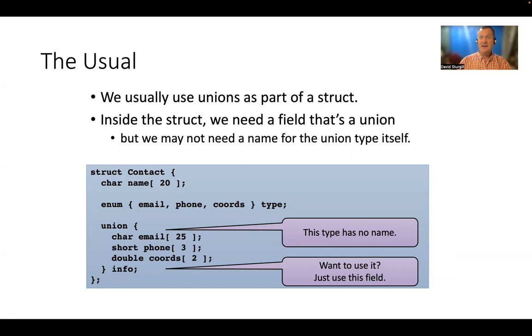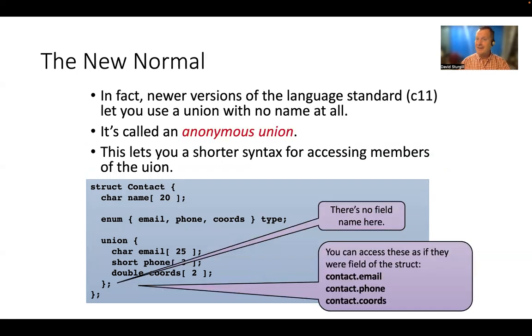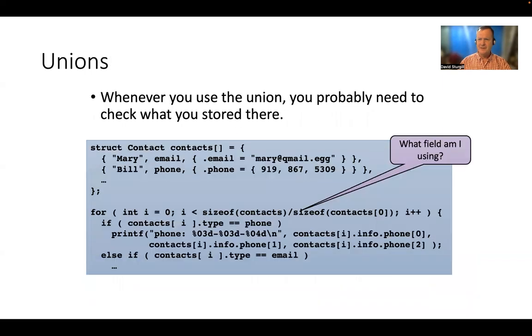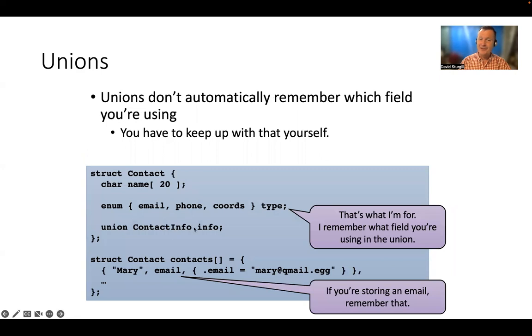It's a little inconvenient though, because every time you talk about the union, you have to give the name of that field. Backing up a couple of slides, right here, if I want to talk about the phone number, that's really part of the union that I called info in this struct. And that info field is part of one element of this contact array. So whenever I want to talk about contact info, I have to talk about this info field.